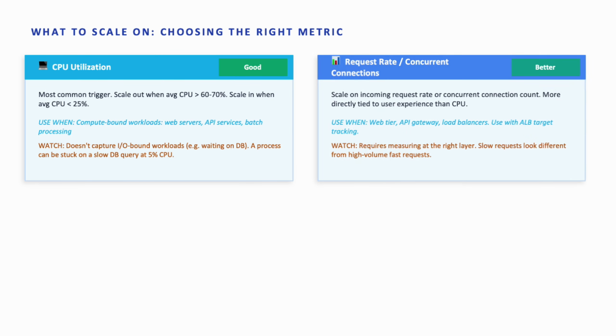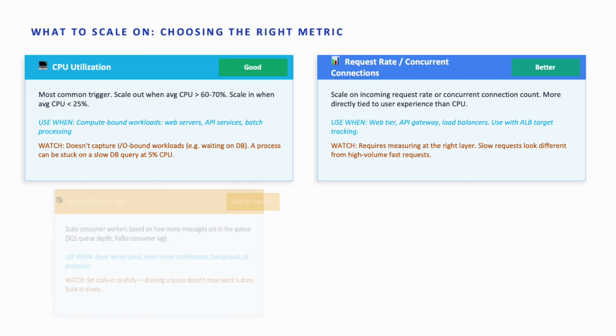Then the second scaling metric that we have is request rate or connections, right? So scaling on the number of incoming requests per second or the number of concurrent connections at your load balancer, it's more directly tied to user experience. An AWS application load balancer has a native target tracking for request count per target. So you can say keep each instance handling at most 1000 requests per minute, and the scaler does the math and adds or removes instances automatically, right?